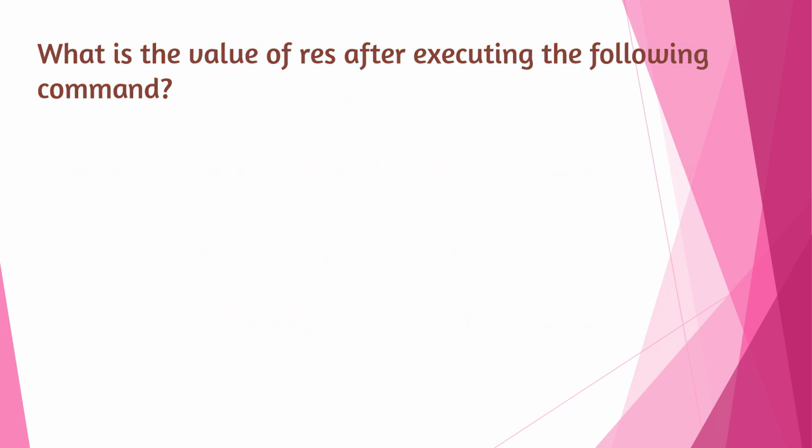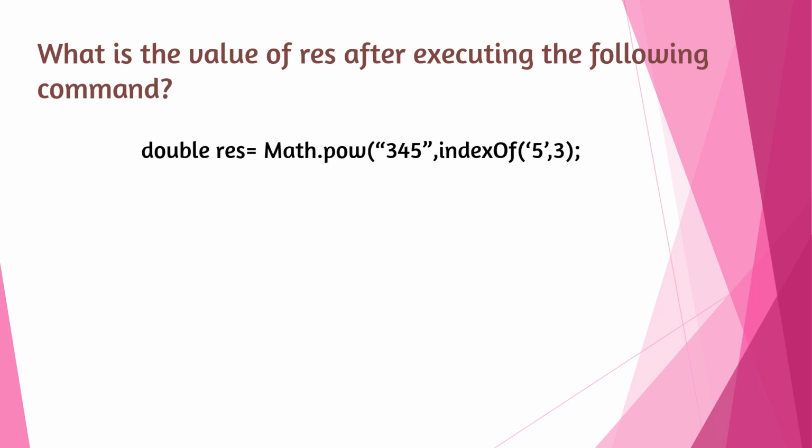What is the value of the variable res after executing the following command? The question is: double res = Math.pow("345".indexOf('5'), 3). Index means position. We can see the position of 5, starting from 0: 0, 1, 2. So 5 is at position number 2. That means 2 raised to 3.